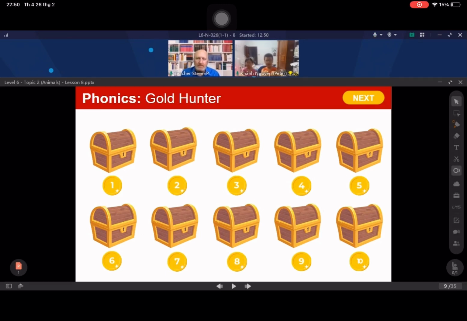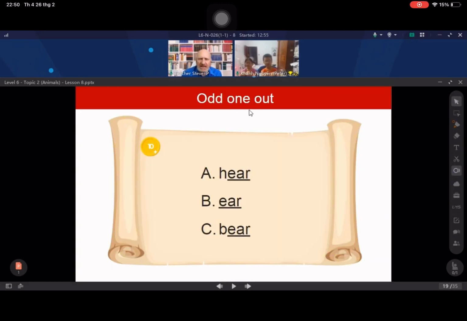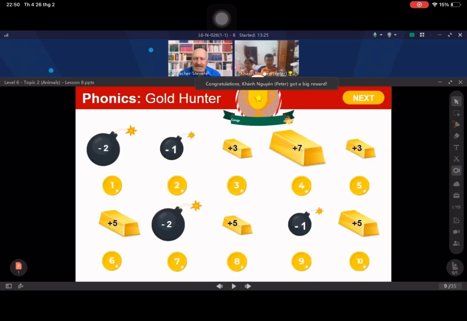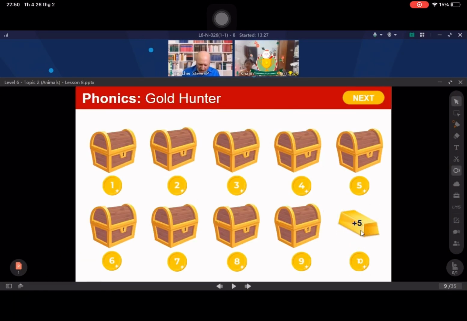Number 10. Okay, here is your question, Peter. Which one is the odd one out? Here, ear, bear. Which one, A, B, or C? Are you sure? Listen again. Here, ear, bear. Bear. That's right. There we go. Thank you. Okay, let's see what you get for that. 5 gold for Peter.